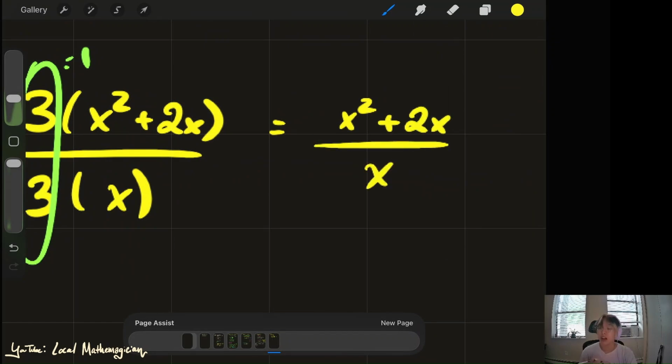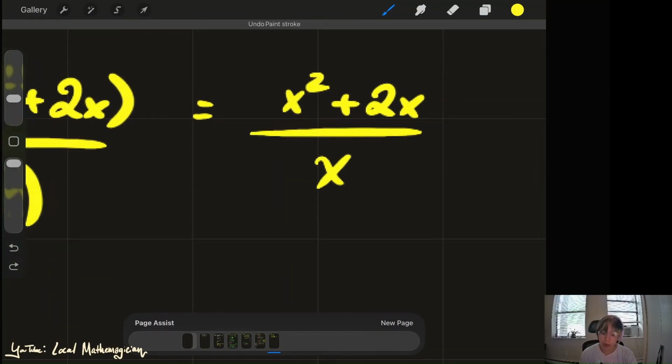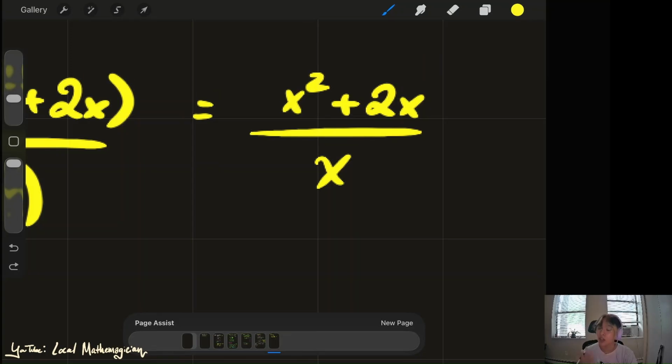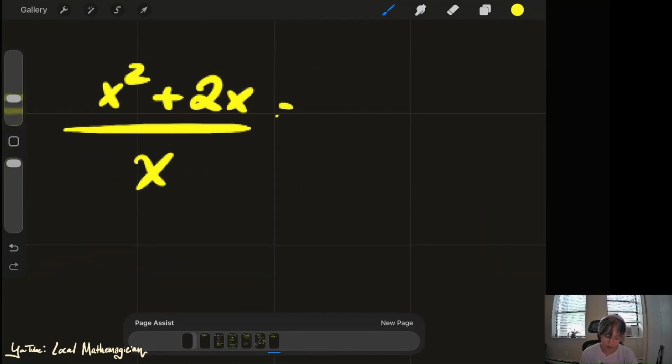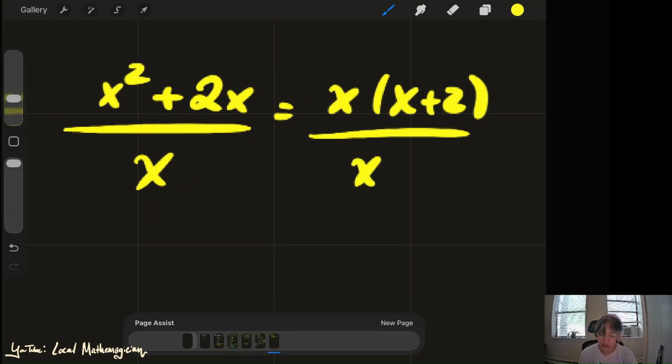Let's try to take another factor out. I see x to the first on the bottom, and both of these terms, okay, my friends, have an x as well. So let's factor that x out. x plus 2 all over x.